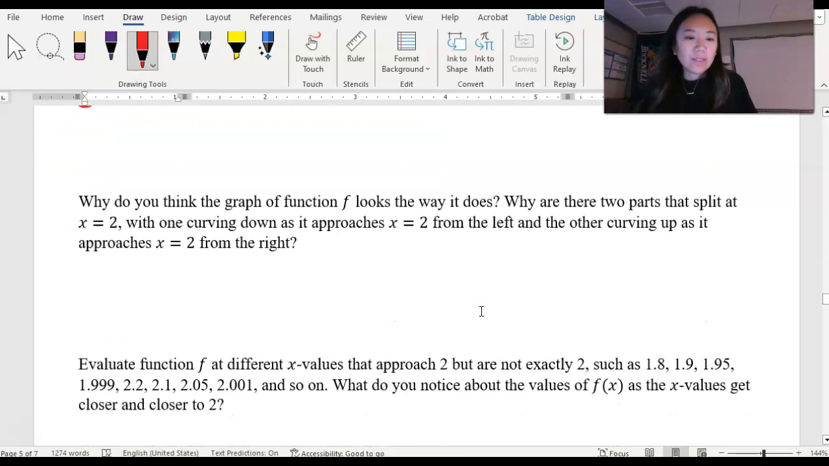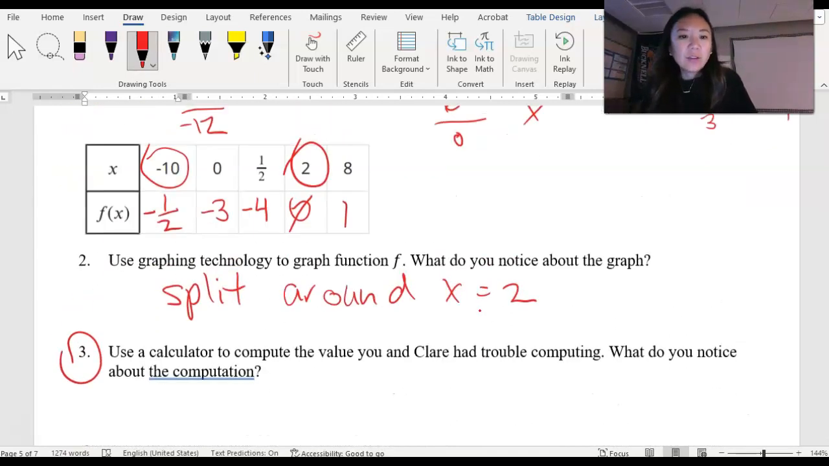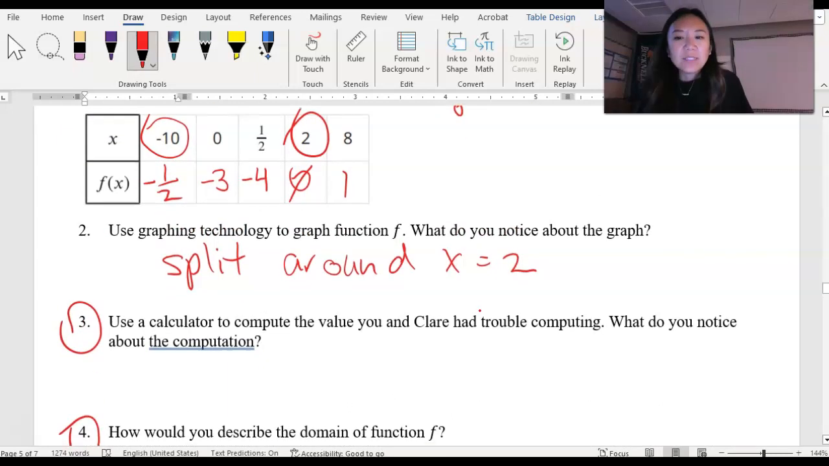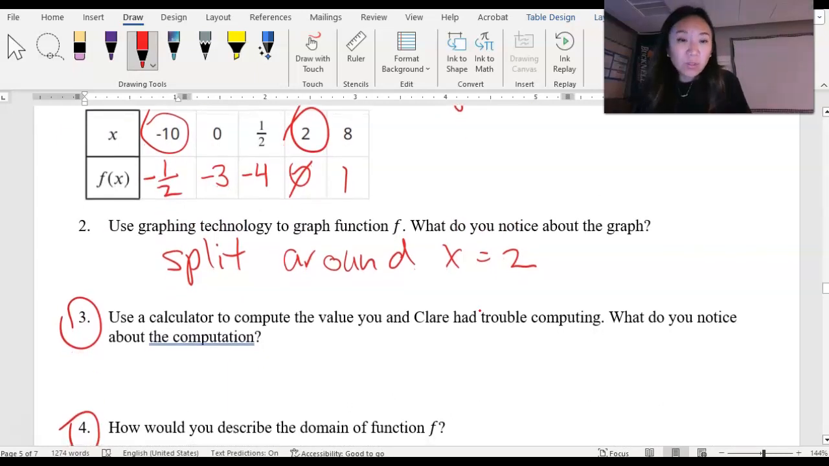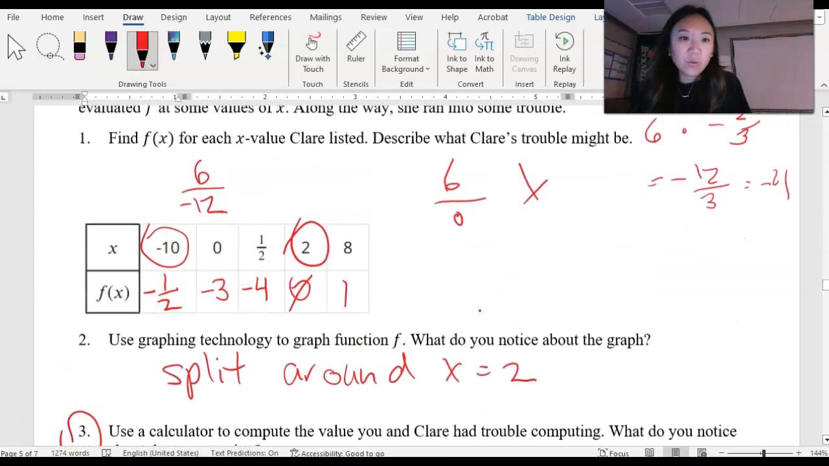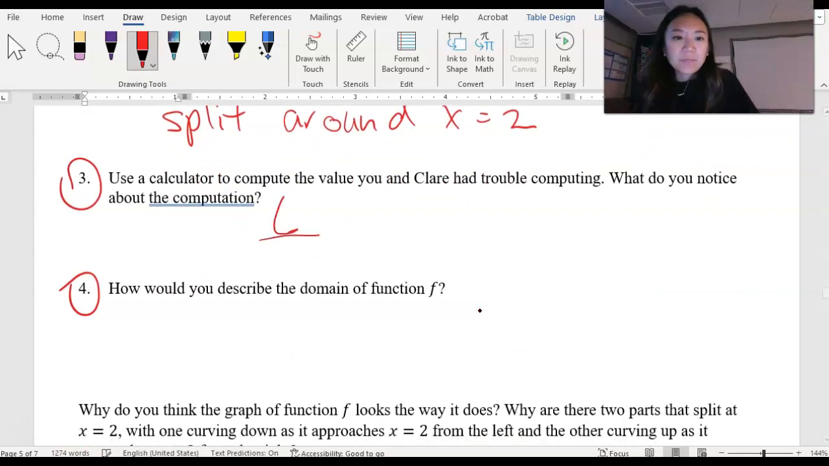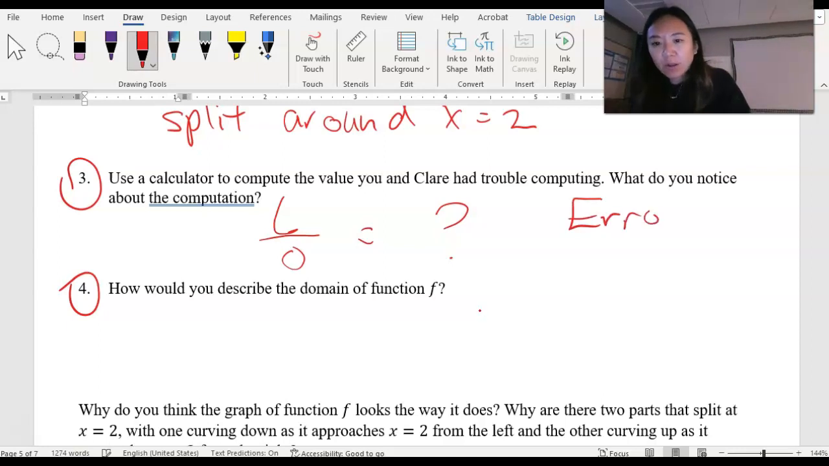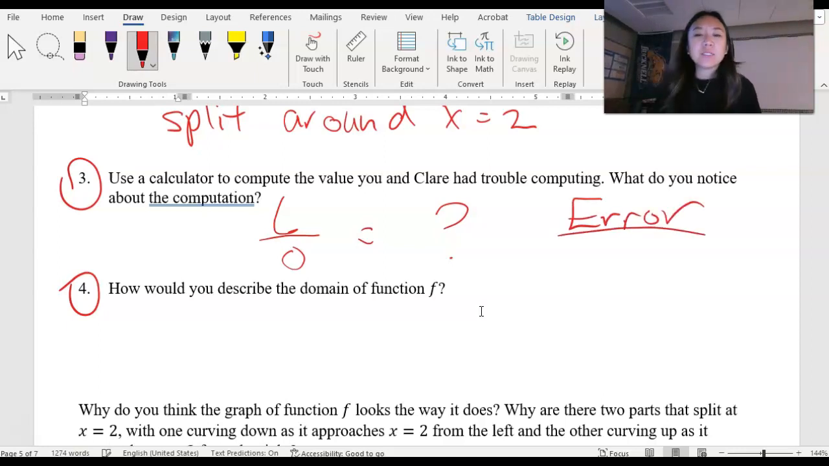All right, you can try 3 and 4, right? Sorry, 3, 4, and then this last piece here. Use a calculator to compute the value and see what the calculator says. So if you were to try 6 divided by 0, what does the calculator say? Okay, try it and see what happens. If I do it on my iPhone calculator, it just says error. But try it on your calculator, see what it says, and that's because we can't divide a number by 0.